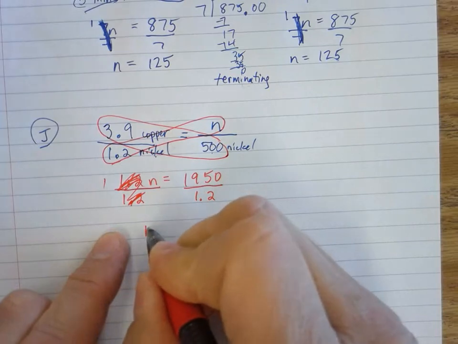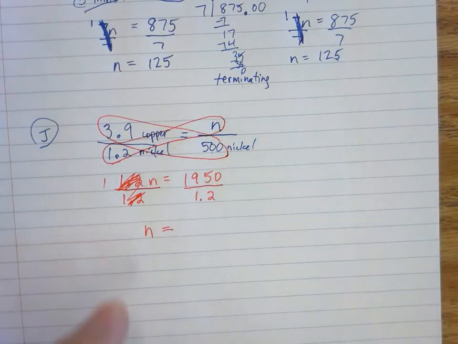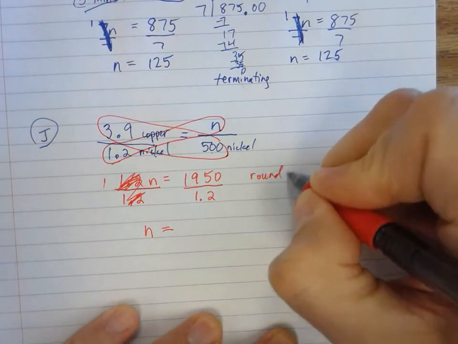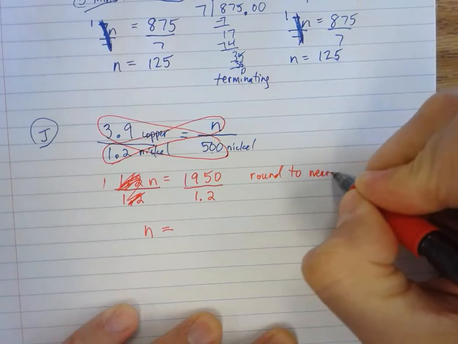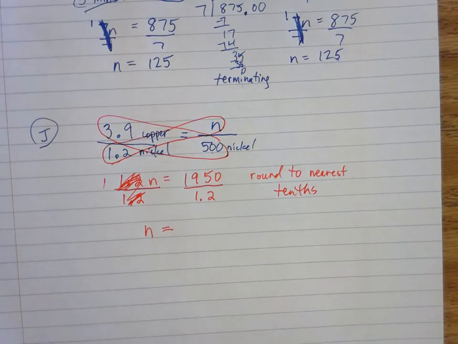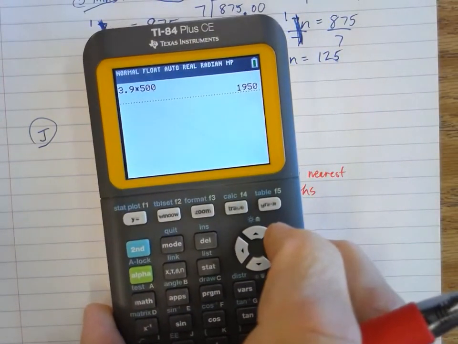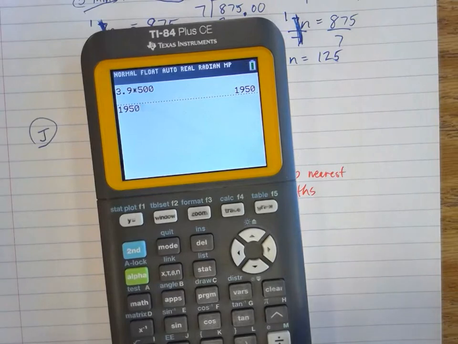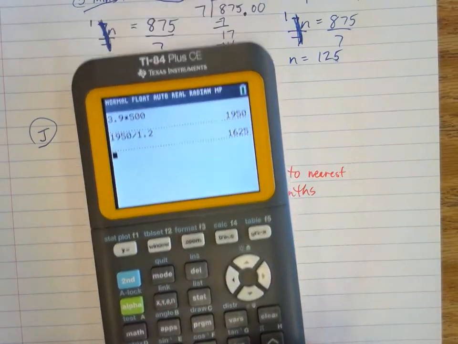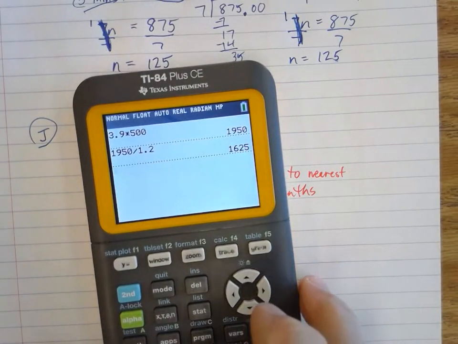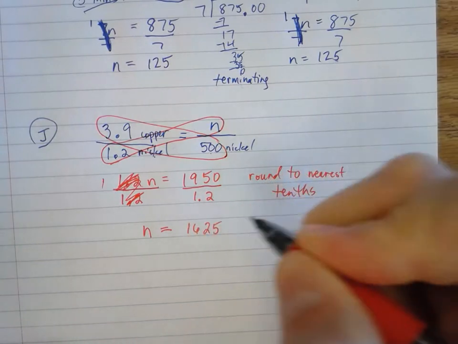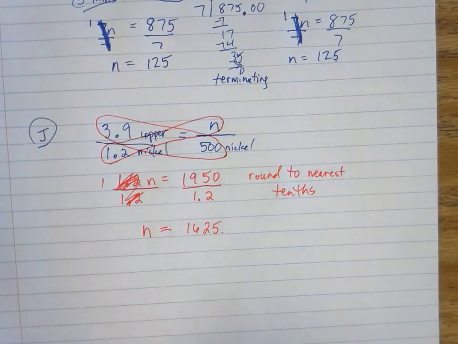So that leaves you with N equals, now whatever we get here, don't forget we got to round it to the nearest tenth. So let's see what we come up with. It may come out to be the nearest tenth, but we'll find out. So 1950 divided by 1 2/10 is, oh, it came out to be a whole number, 1,625. Didn't even have to worry about the tenths place because the decimal's right there.